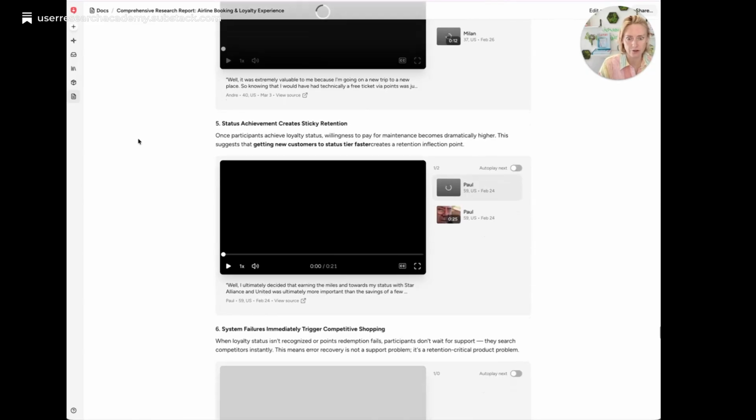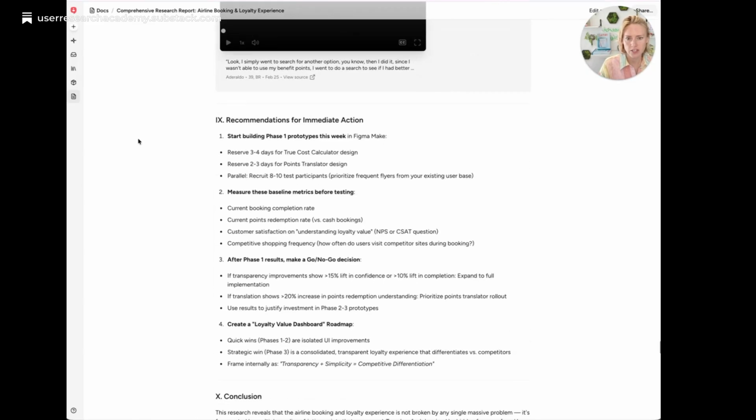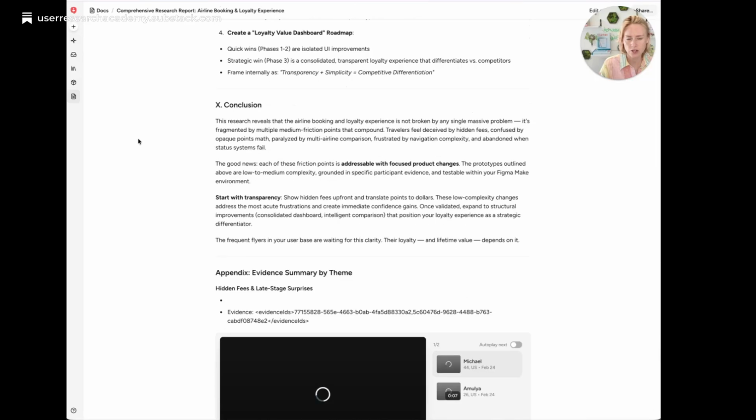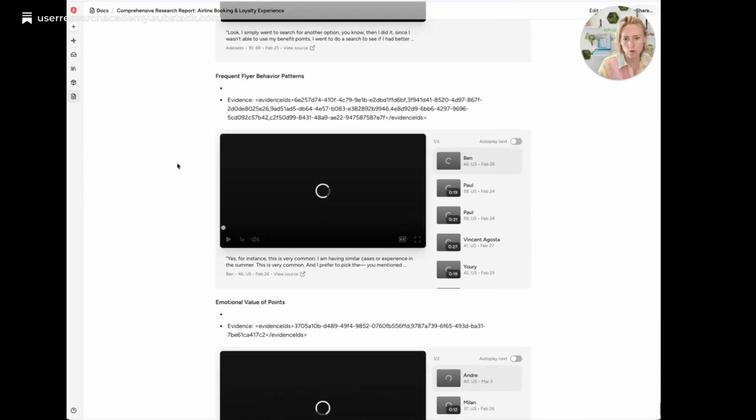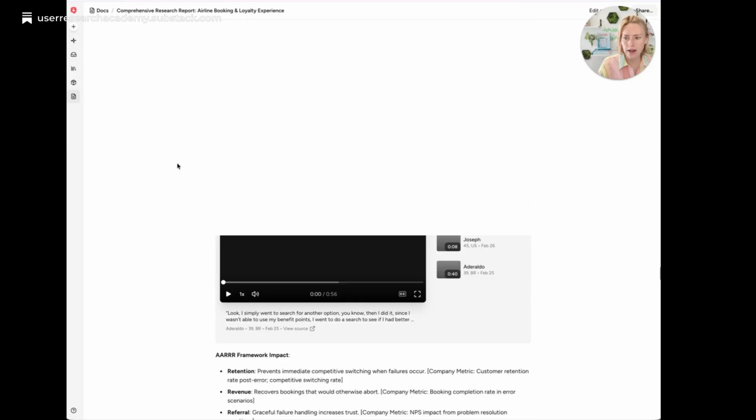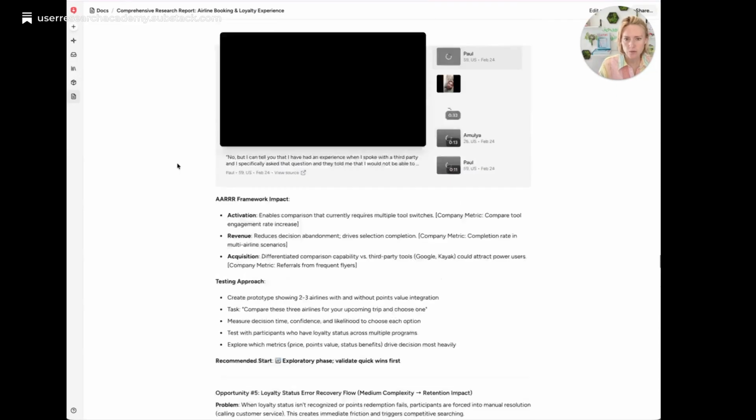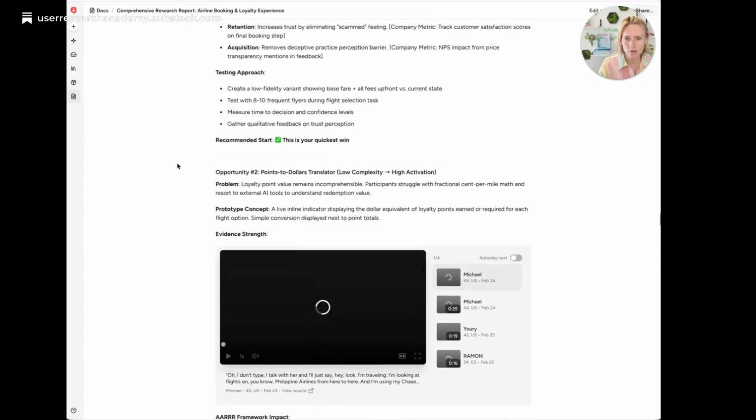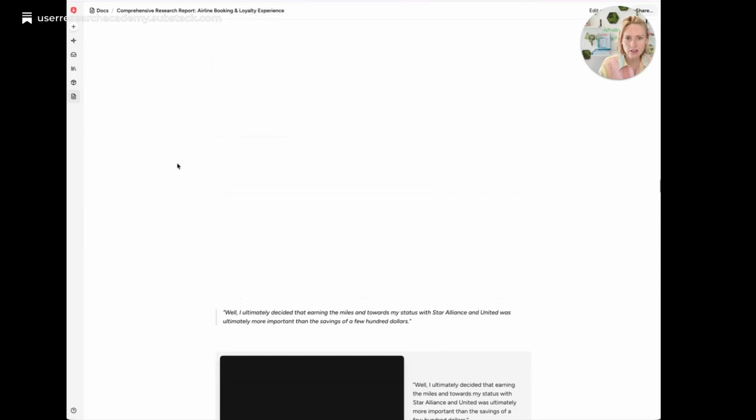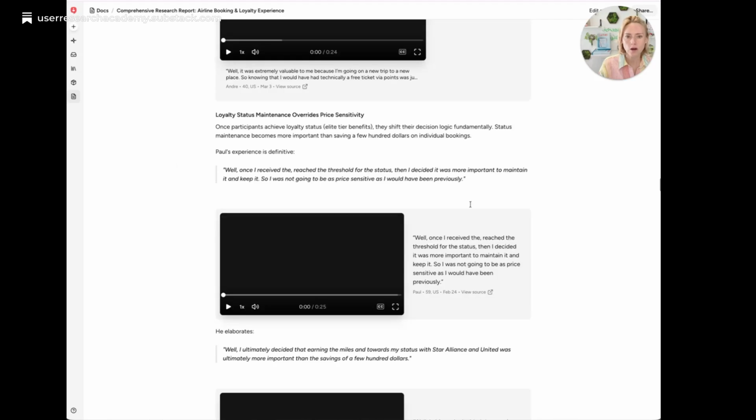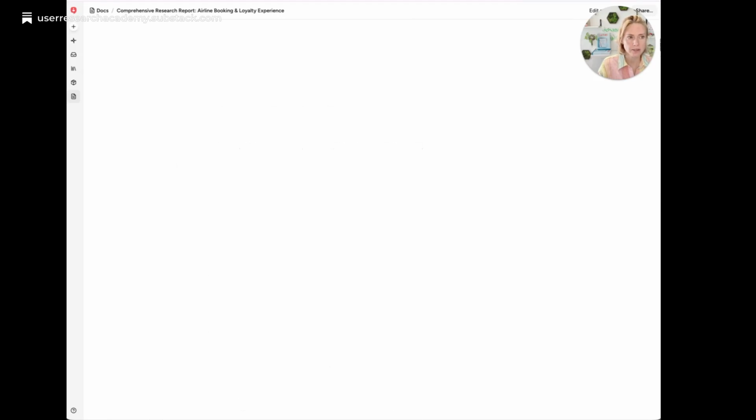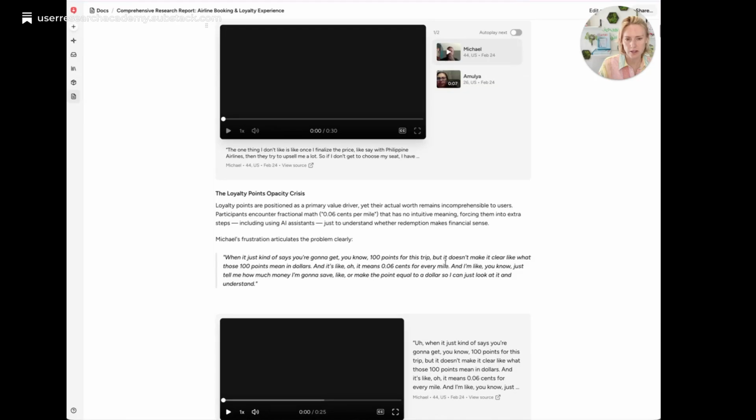Here's the generative research part of it. And I love this. Recommendations for immediate action and conclusion. Summary by theme. Okay, cool. Or evidence by theme. I love that. I really, really appreciate this in terms of just making it very clear, almost like what's going on next, with a whole lot of evidence here for people to dig into, because it just makes my life so much easier.